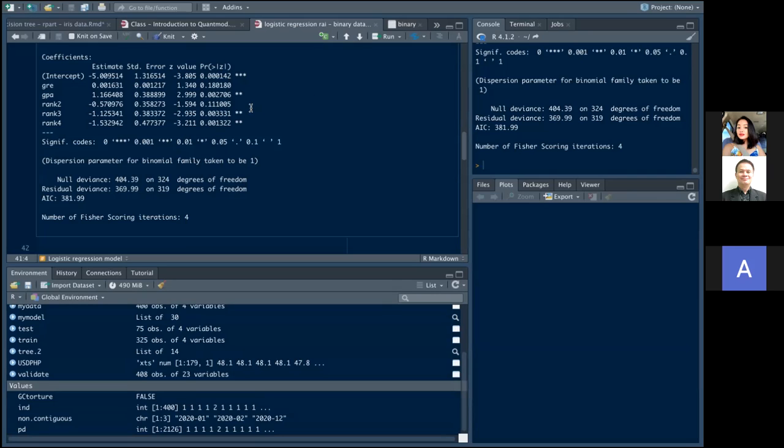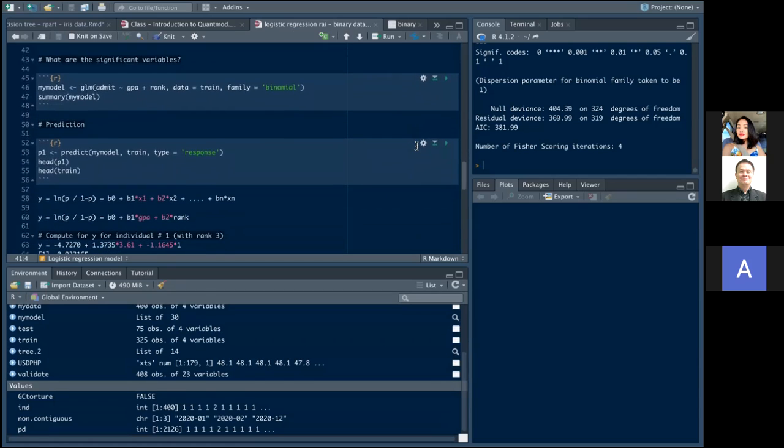So that means that negative 1.125 for rank 3 means that rank 3 students have 1.125 less log odds chance of getting accepted compared to rank 1 students. Of course, rank 4, negative 1.53, means that rank 4 students have 1.53 less log odds chance of being accepted into the program compared to rank 1 students. Okay, so let's go down. So what happened here?